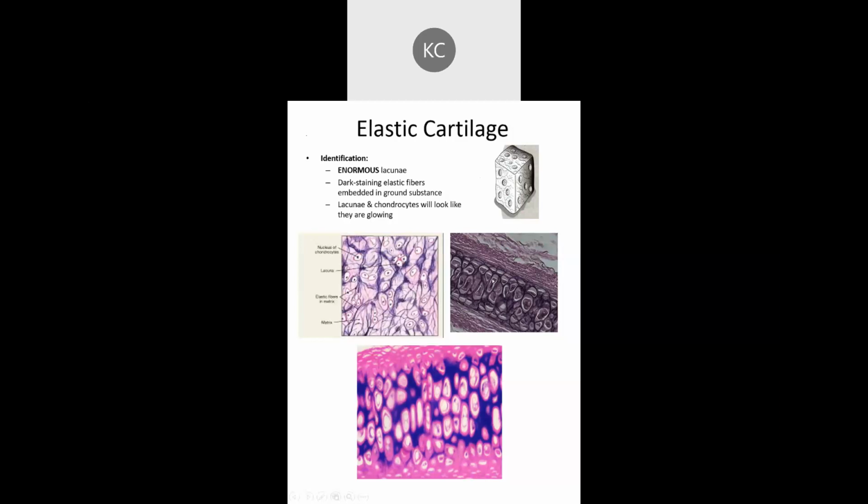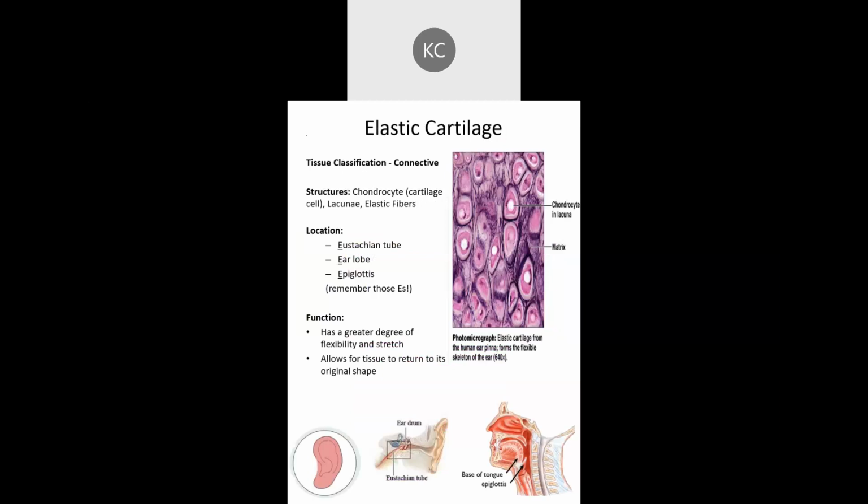All right. So in terms of the location for elastic cartilage, it's very easy to remember because elastic cartilage starts with an E, and the locations you can expect to find it also start with an E. So we're going to have the ear, we're going to have the eustachian tube, and we're going to have the epiglottis. Okay. So the ear, specifically referring to the outer ear, our auricle or our pinna. So the part of the ear that you can actually see and touch, right? We have our eustachian tube.